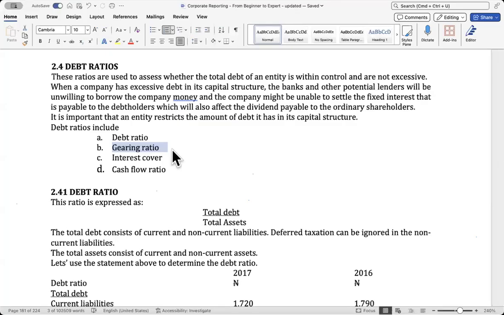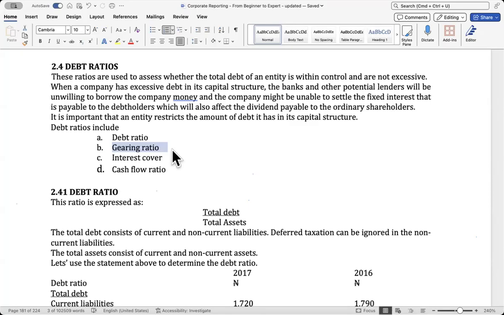And when you're using debt over debt plus equity, when your ratio is above 50%, it definitely shows that this company is highly geared, which is bad because it shows the level of financial risk you're exposed to as an entity.